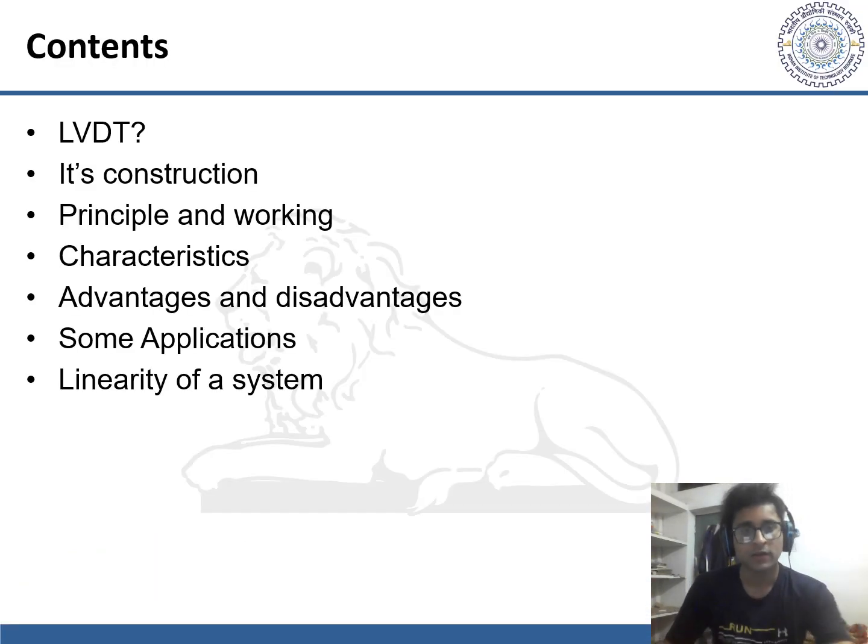The contents of these presentations are as follows. First, we will define what exactly it means by an LVDT, the full form of it, the expanded meaning, and what are the principles behind it. Then the construction, principle and working, characteristics, advantages and disadvantages, and then we will show some applications of it, which is being used worldwide in various fields of engineering. Then finally we will give the idea of the linearity of the system.